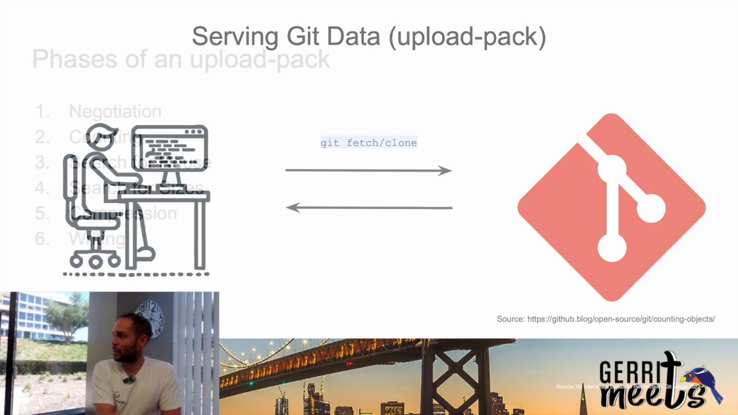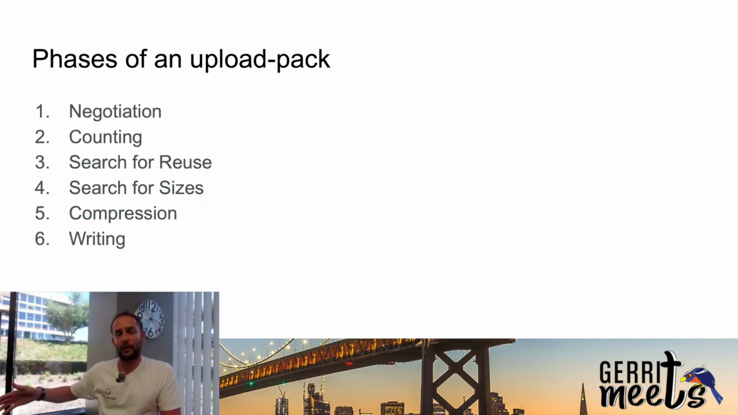Anyway, what happens in this case? There are 6 phases that Git identifies when serving an upload pack: negotiation, counting, search for reuse, search for sizes, compression, and writing. So now we'll talk in detail about all of these.